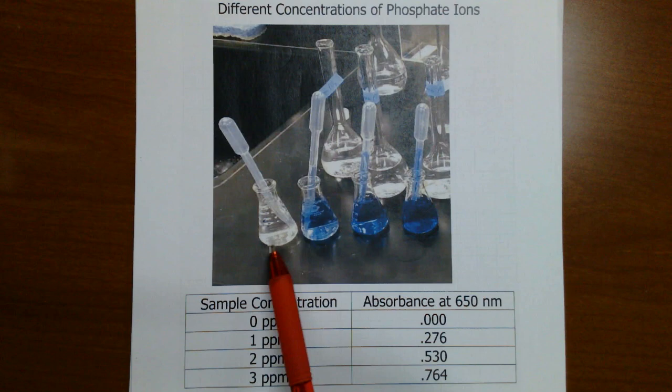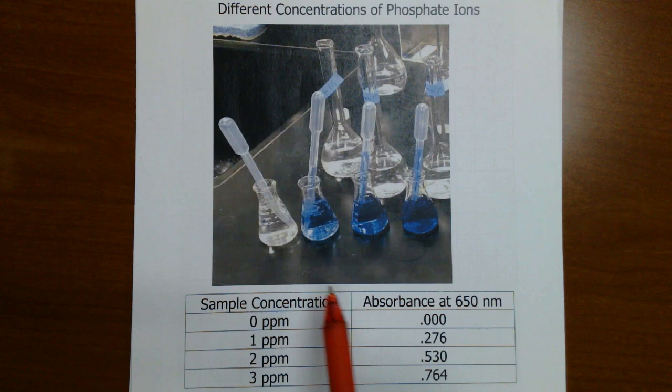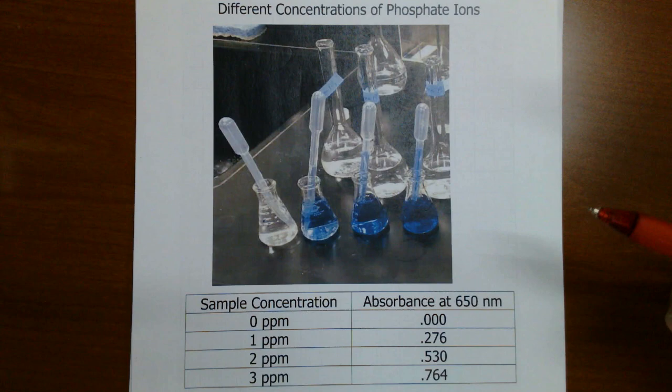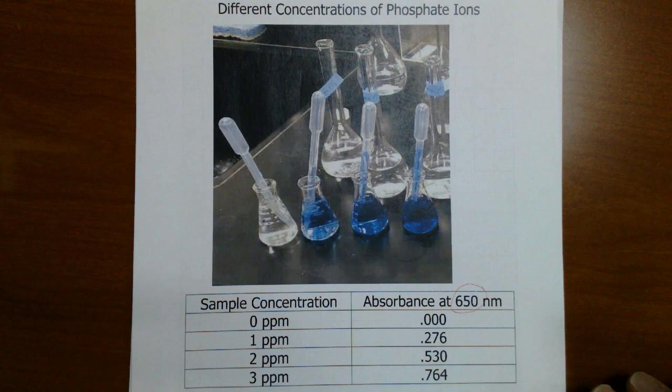So what we're going to do is use visible absorption. These compounds themselves are blue, and that means that they're going to absorb light in the range of orange to red. In fact, this 650 nanometers is right at the edge of the red and orange portions of the visible spectrum. Okay, so this is the data we've obtained.